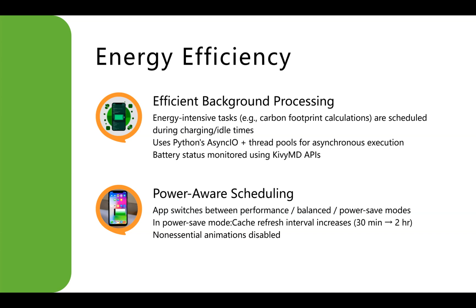To save power, we can use a flexible background process. For example, we combine footprint calculation during charging or idle times. In addition, we implement power-aware scheduling. The app switches between three modes based on battery and CPU level. For example, in power saving mode, the refresh rate is slowed down and animations are disabled.